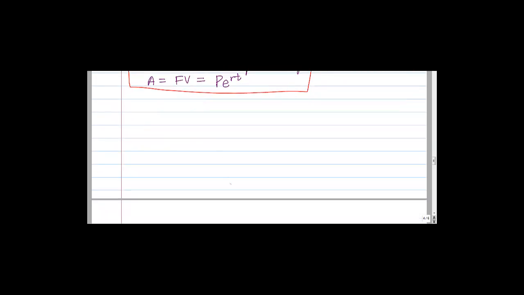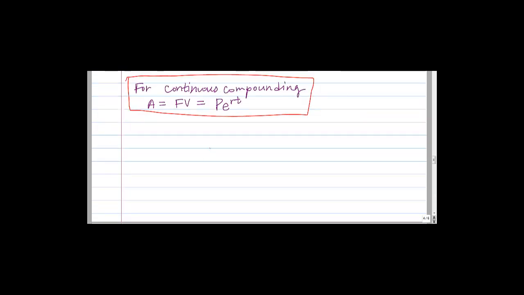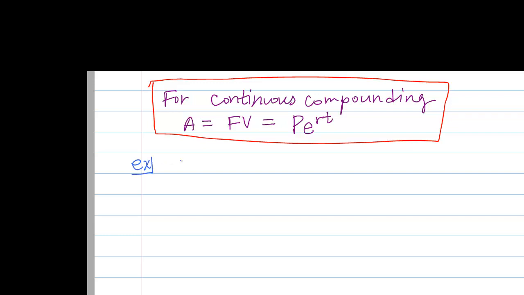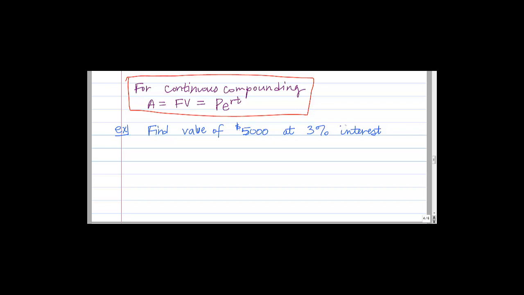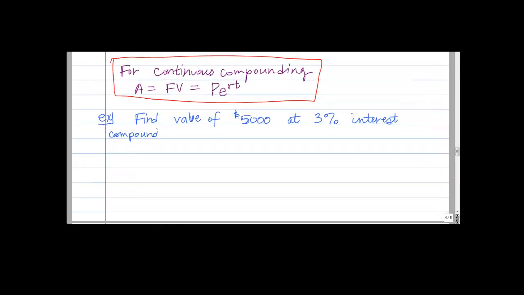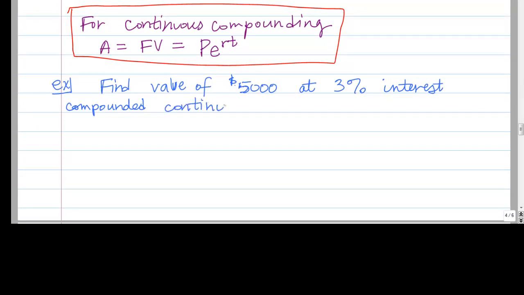Let's do another example. Before we do that one, let me write this one down. So this is, find the value of $5,000 at 3% interest compounded continuously. So that should be a tip-off for you when you see that word continuously that you're going to use PERT, and that's for 20 years. So, long time savings.